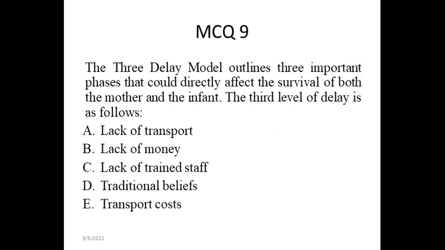MCQ 9. The three-delay model outlines three important phases that could directly affect the survival of both mother and infant. The third level of delay is as follows. Alpha, lack of transport. Beta, lack of money. C, lack of trained staff. Delta, traditional belief. E, transport costs. C, lack of trained staff is actually the third level of delay in seeking health care in health facilities.